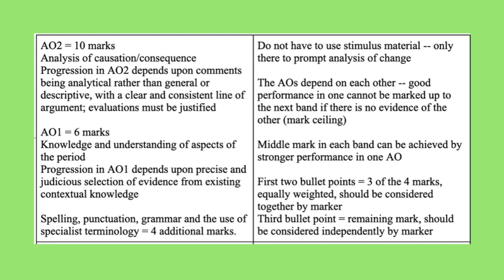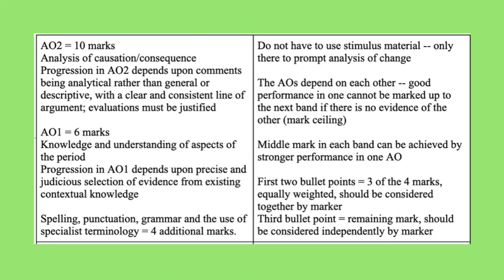So that brings us on to AO2, which is worth 10 marks, and that is your analysis of causation and consequence. And which one of those is will depend on the specific question that you've been given. But really, when the examiner says analysis, they're just looking for you to explain why. So whenever you give a statement, whenever you give a judgment or opinion, you just need to explain why.